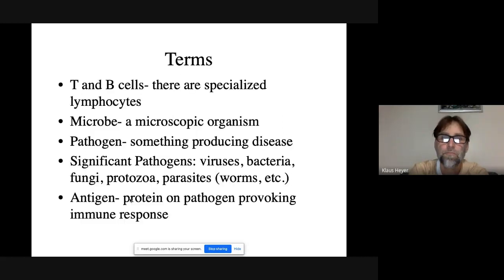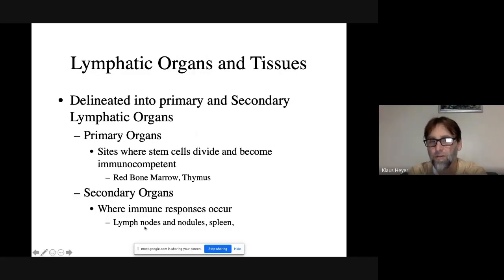So a lymph node is a place where an immune response happens. How do you know you're infected with something? Well, the lymph nodes. Or there's something else called lymphatic nodules.